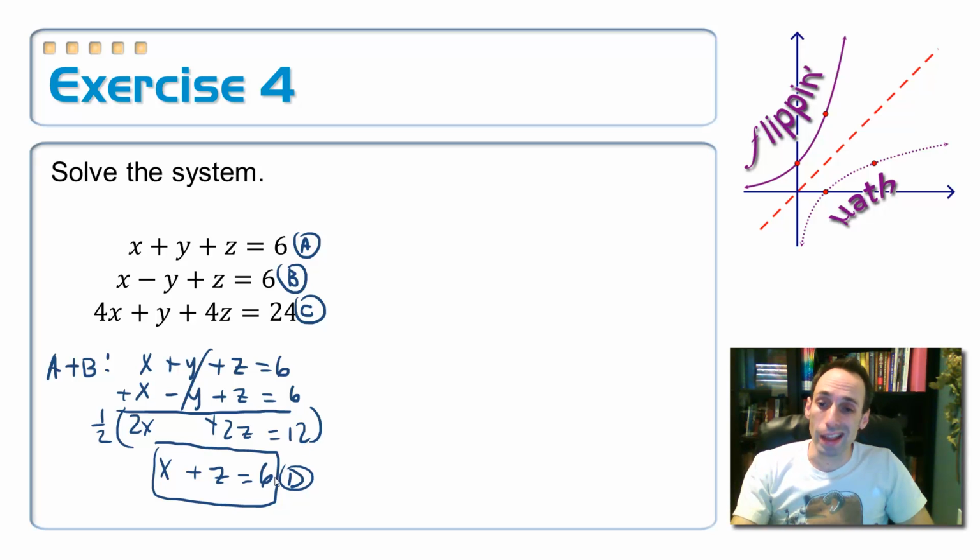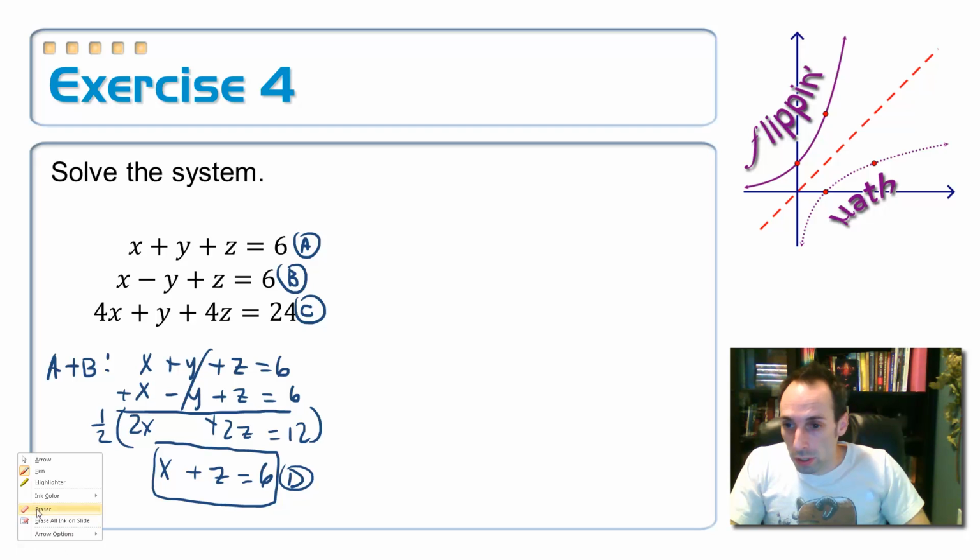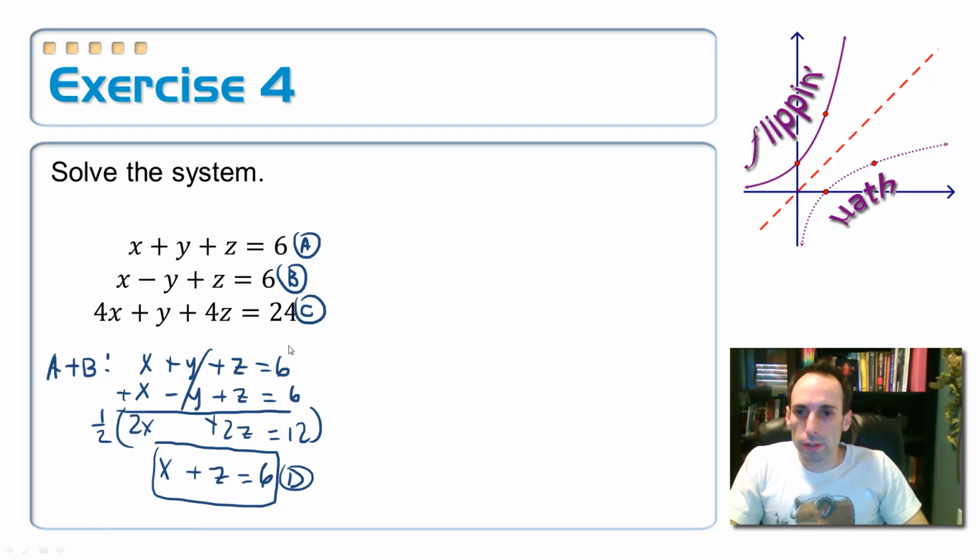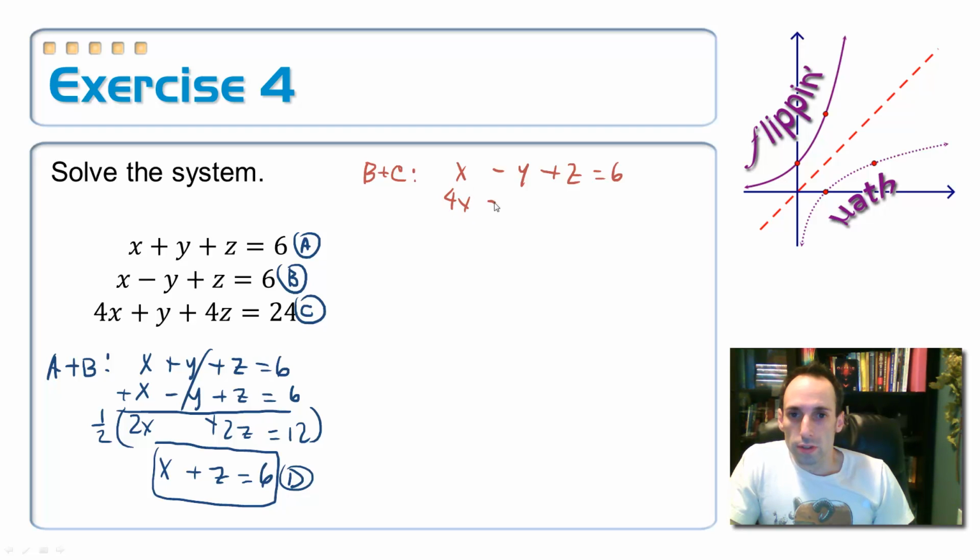Okay, so we got rid of y once. Let's get rid of y again. Let's go back to the drawing board here. I could use B and C together, and the y's would cancel out again. I don't have to do anything special. So let's do B plus C this time. x minus y plus z is equal to 6 again, and then 4x plus y plus 4z is equal to 24. Add them up.